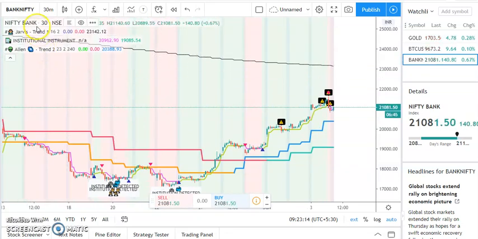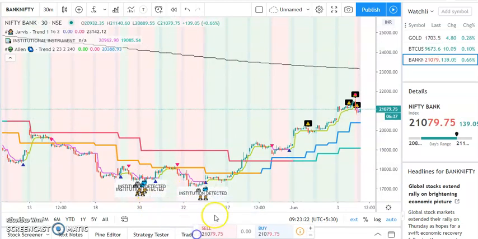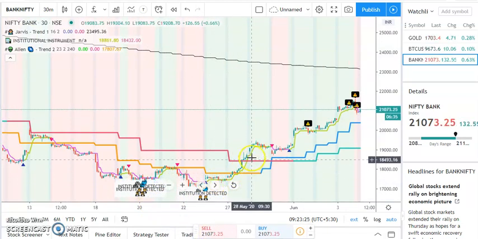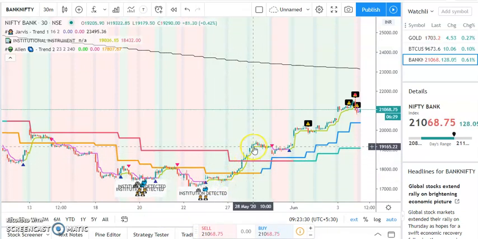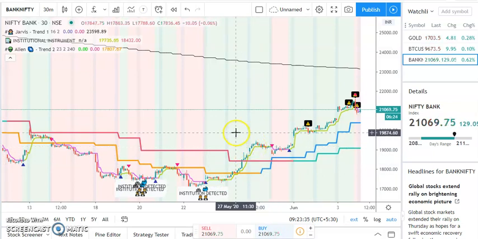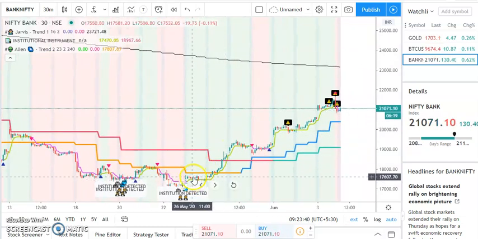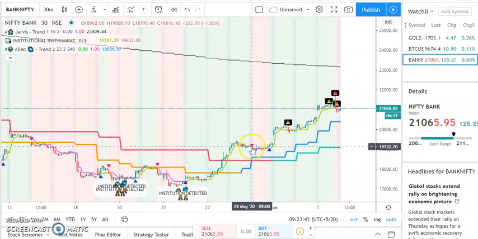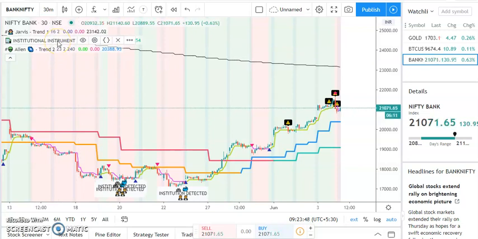The first one is Jarvis. Jarvis is a short trend and it also indicates the power of the particular trend. The Jarvis trend is this crimson green line. Whenever the price is above the Jarvis line, it means the market has very good strength and is pumping. Jarvis will also throw you buy and sell alerts, but very less frequently. The second indicator is the institutional instrument.